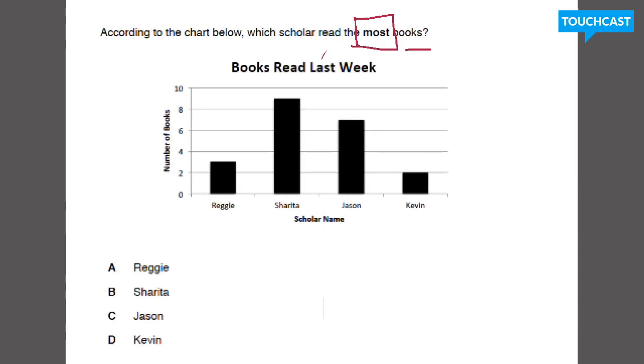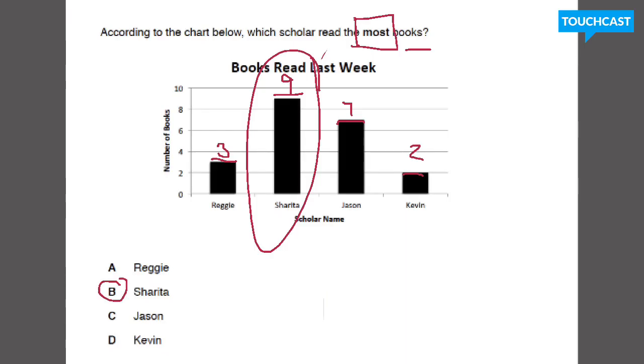Alright, we are back. So let's take a look. We have Reggie, who read 3. Halfway between 2 and 4 is 3. We have Sharita, that's a name, that read 9. We have Jason that read in between 6 and 8, so that's 7. And we have Kevin who read 2. So clearly the winner right here is Sharita.